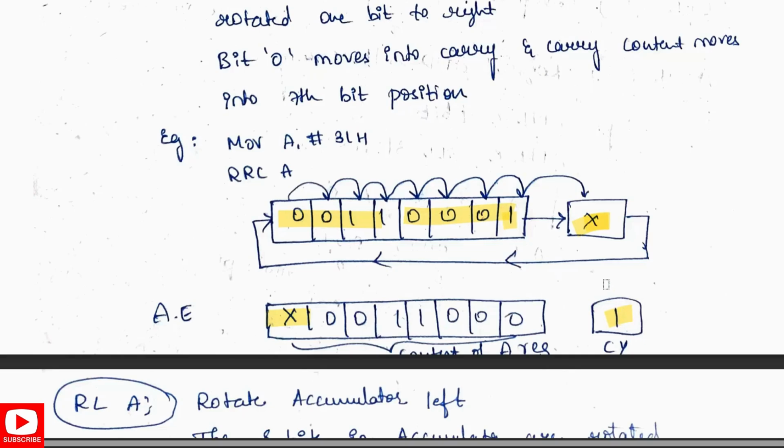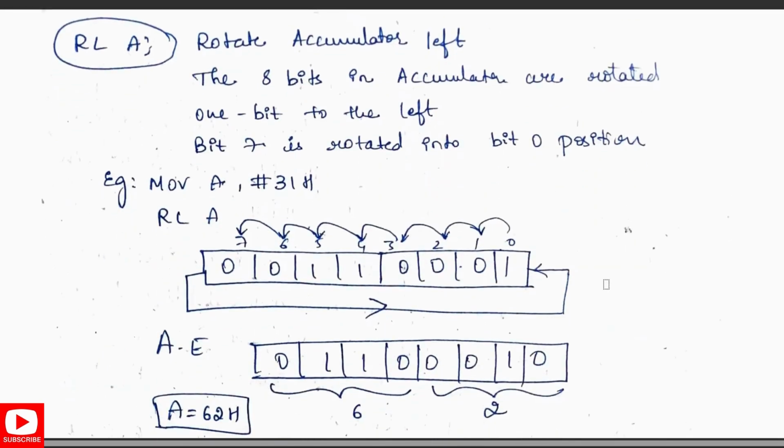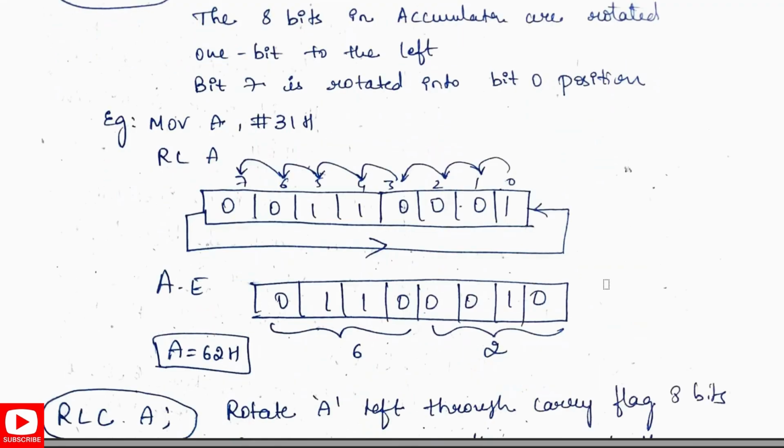Next, RL A, this is rotate accumulator left. That is, the 8 bits in the accumulator are rotated 1 bit to the left. So bit 7 is rotated into the bit 0 position. Like 31H, this is my 3 and this is my 1. So when I rotate it to the left, what happens? 0 goes that side. So here it becomes 6 and this becomes 62.